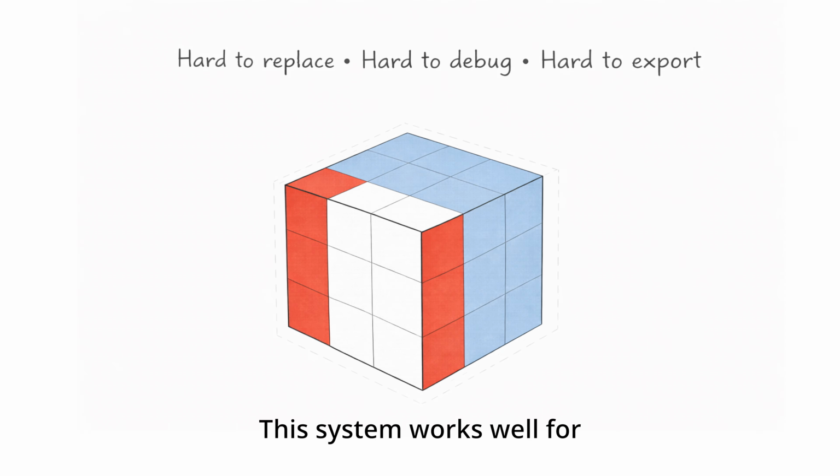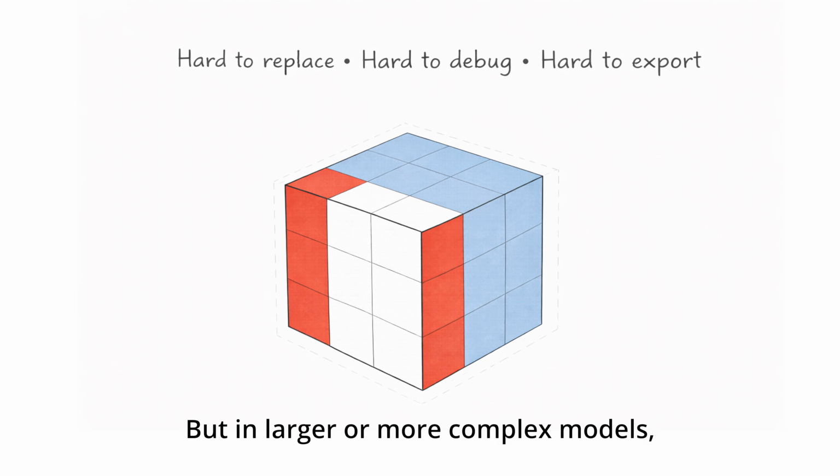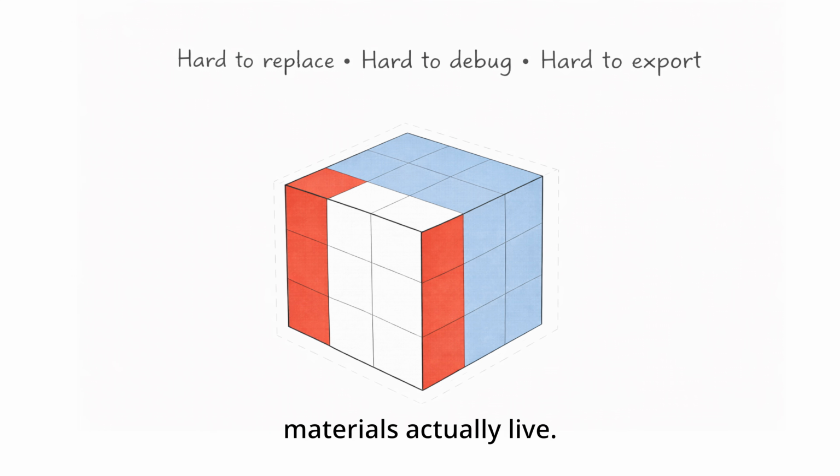This system works well for quick modeling and concept design. But in larger or more complex models, it becomes difficult to see where materials actually live. That makes models harder to debug, harder to clean up, and harder to export to render engines.